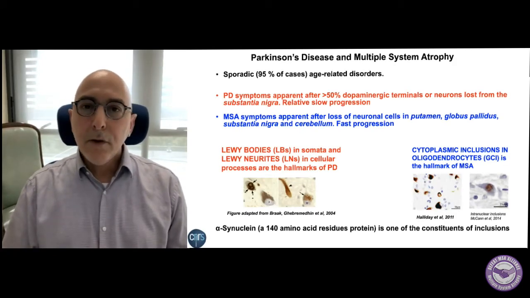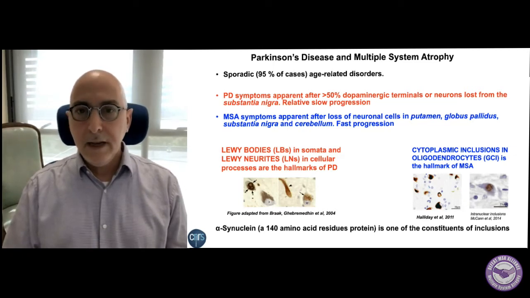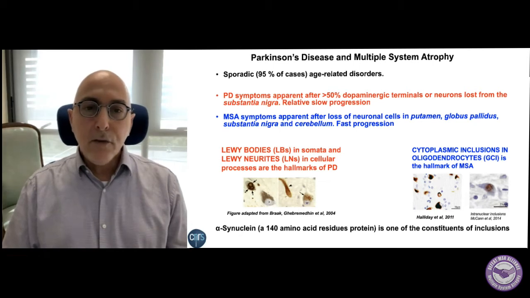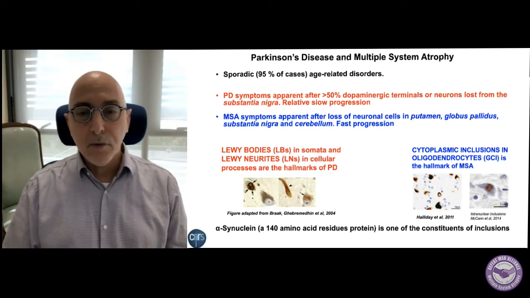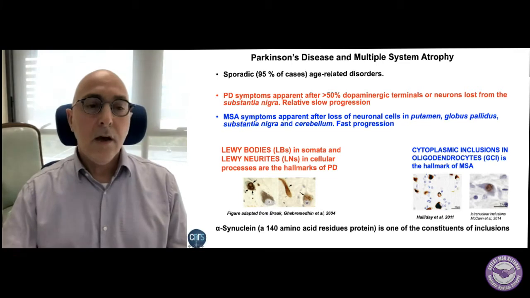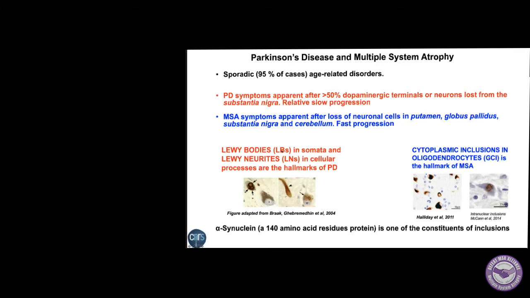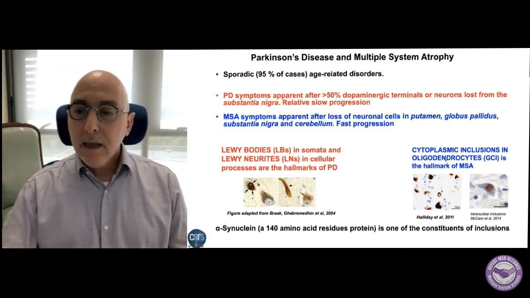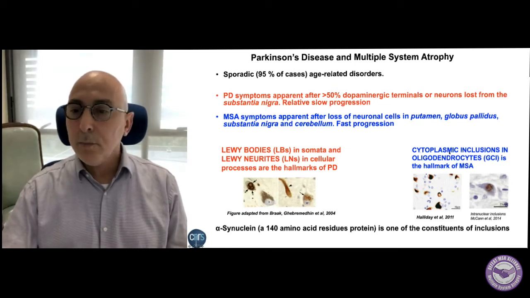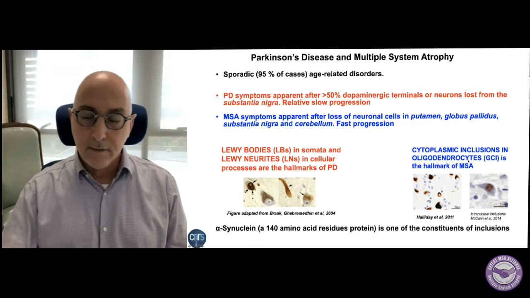As you all know, Parkinson's disease and multiple system atrophy are sporadic age-related disorders. Parkinson's disease is a slow progressing disease, while multiple system atrophy progresses fast. In both cases, we observe in the brain the formation of clumps, which are called Lewy bodies or Lewy neurites. But specifically in the case of MSA, we have in addition cytoplasmic inclusions in oligodendrocytes.